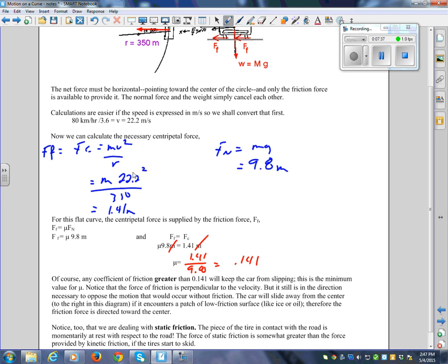Because if it was a greater speed, then this would be bigger here, which would make this 1.41 bigger, which would make that number bigger, right? Which would make that bigger, which is okay, up to some value. So it says, of course, any coefficient of friction greater than 0.141, like 0.2 or 0.3 or so on.